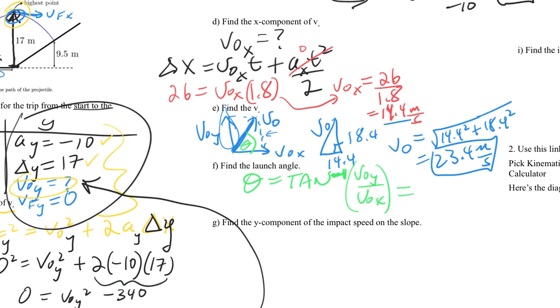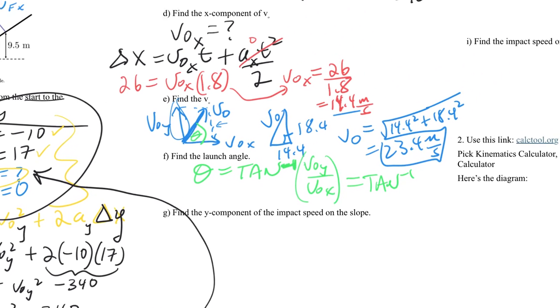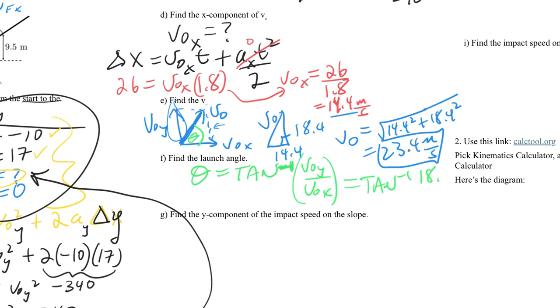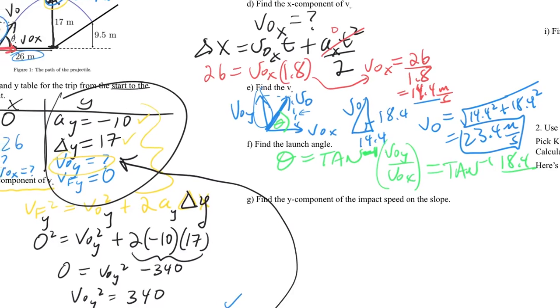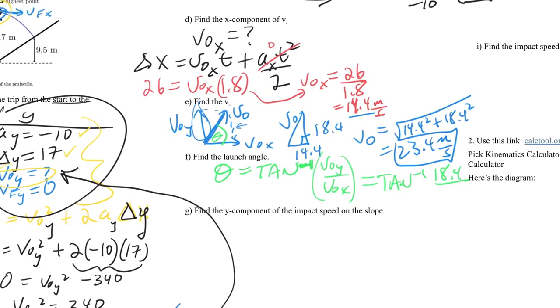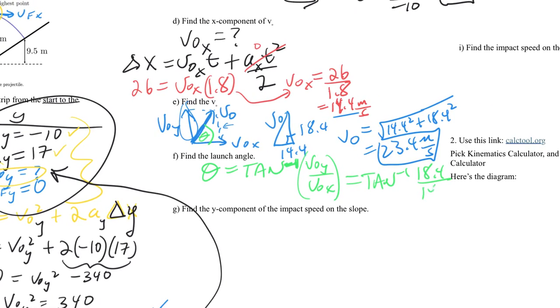Okay, so what would that be? Inverse tangent of VOY. Where is that? Over here, 18.4, divided by VOX. Where is that? Right here in letter D, 14.4. So that works out to be 51.95, or 52 degrees from the horizon.